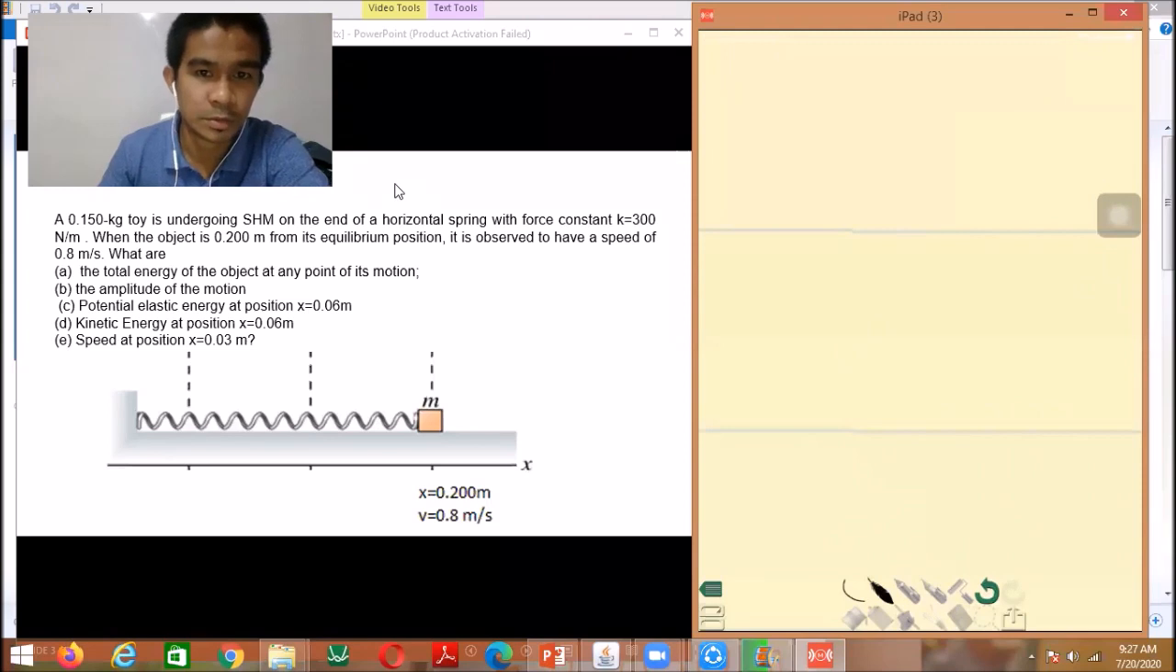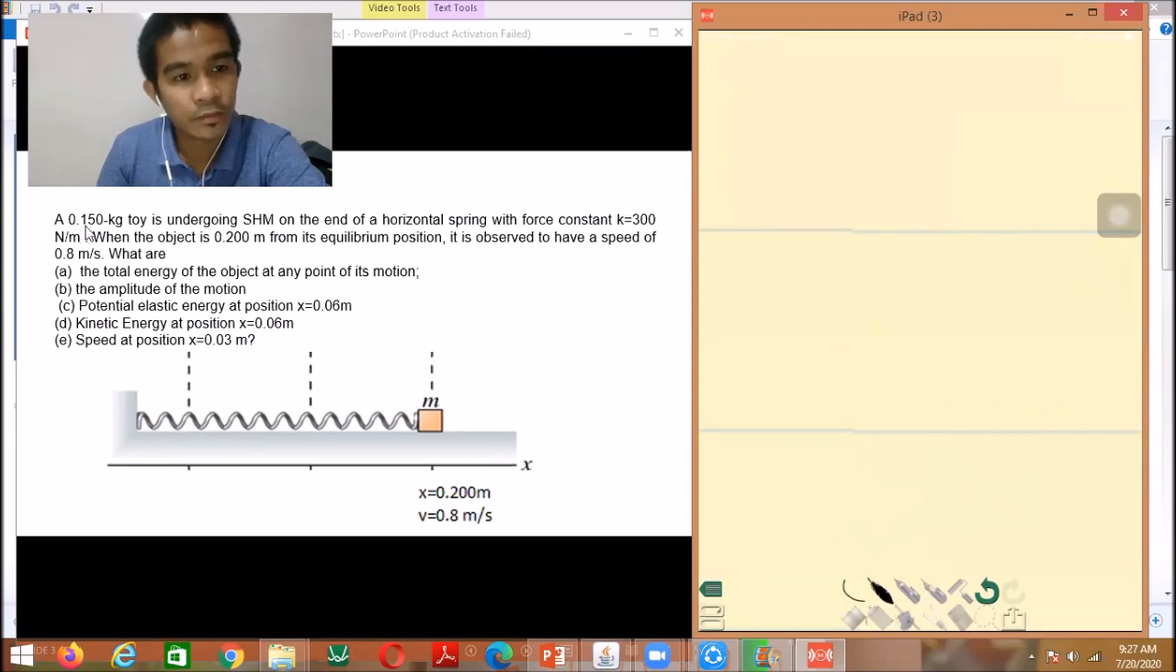So let us solve a sample problem on energy in simple harmonic motion. The problem goes this way. A 0.15 kilogram toy is undergoing simple harmonic motion, SHM, on the end of a horizontal spring with force constant, or spring constant, k equal to 300 Newton per meter. When the object is 0.2 meter from its equilibrium position, it is observed to have a speed of 0.8 meters per second. So what are the following?